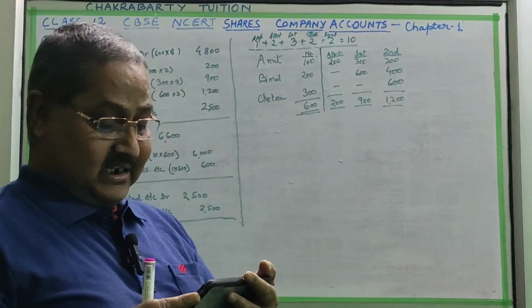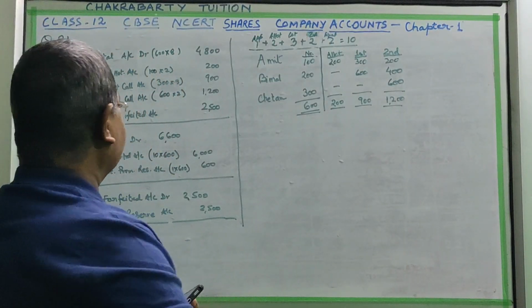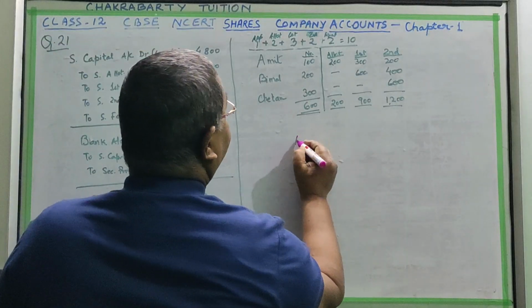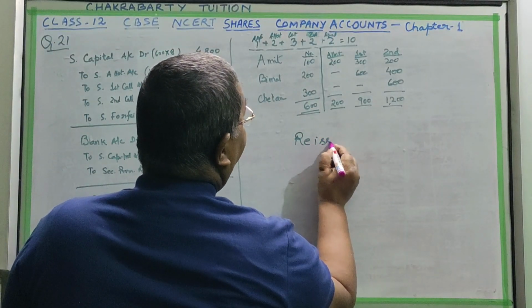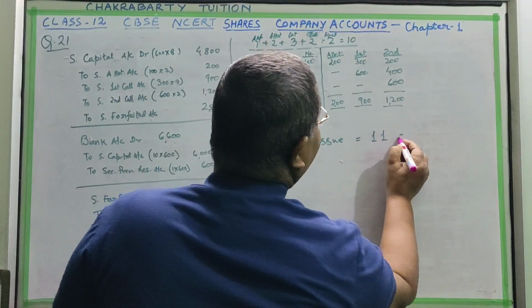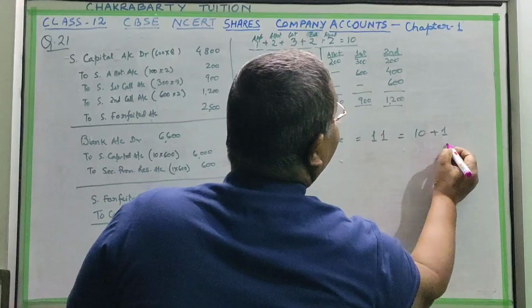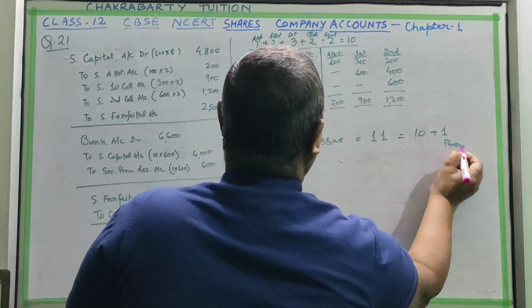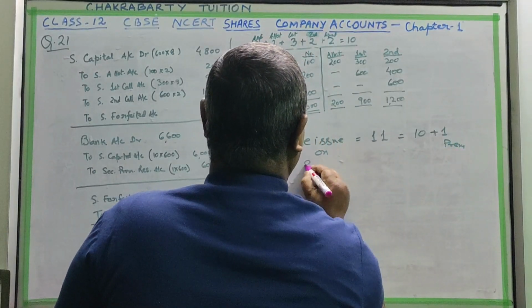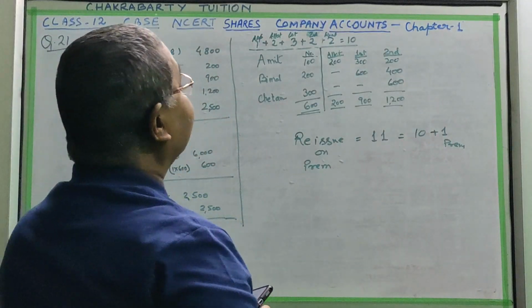The shares are reissued subsequently for rupees 11. Reissue at the rate of 11 means 10 is the face value of the share plus 1 is the premium. So it is reissued at a premium.